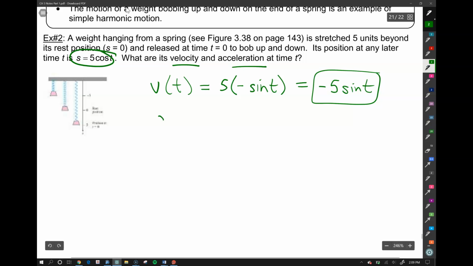And if I want acceleration, you have to take the derivative of negative 5 sine t. The derivative of sine is cosine.